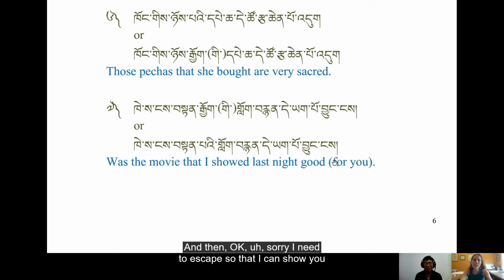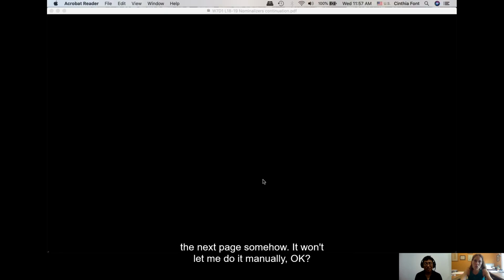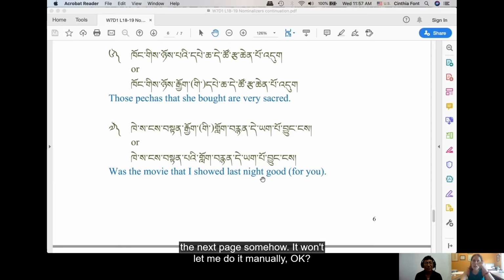And then, okay, sorry, I need to escape so that I can show you the next page. Somehow it won't let me do it manually.